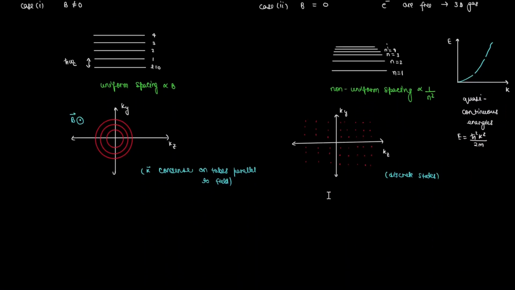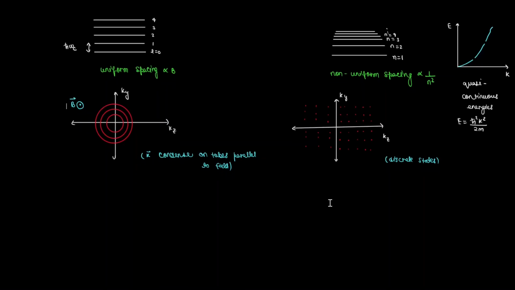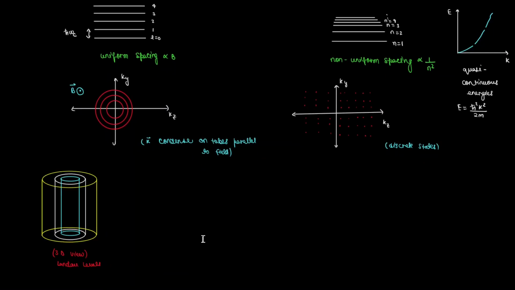In 3D, these circles will be converted into concentric cylinders or tubes. This happens because in 2D, the energy is given by ħ²k²/2m, which will be equal to (L + 1/2)ħω_c, and the value of k² can be equal to kx² plus kz², and which will be equal to a constant from our equation.